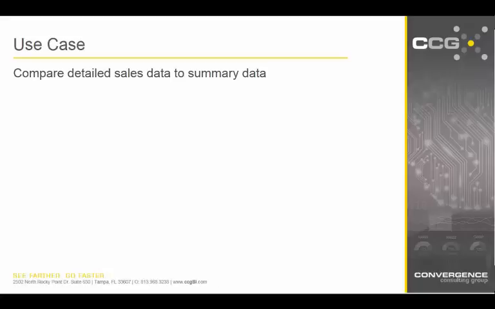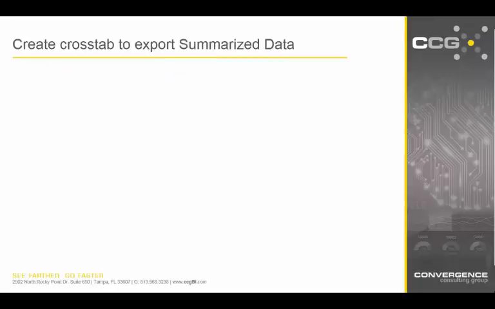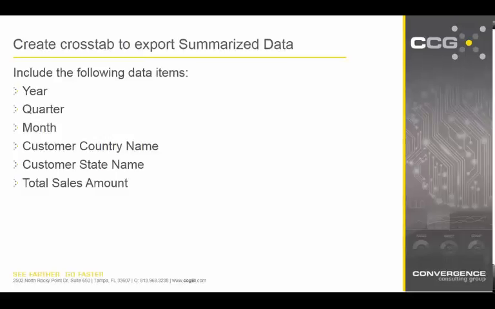So I want to be able to compare this detailed data to a more summarized set of the data. So what I'm going to do is I'm going to create a Crosstab to export this summarized data so we can bring it back in. And this summarized data is going to include year, quarter, month, the country name, the state name, and the total sales amount.